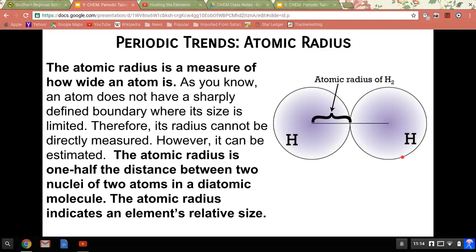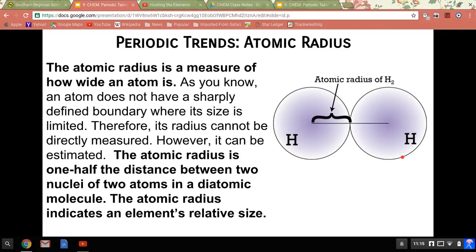The first periodic trend we're going to talk about is the atomic radius. The atomic radius gives you pretty much the relative size of an atom. It's a measure of how wide an atom is at its widest part. Now, it's not like you can just measure the distance from the nucleus of an atom out. It's not easy to do. We know atoms are really small. We know that they're constantly in motion, and we know those electrons in the electron cloud are also constantly in motion, and we can't actually predict where they are.